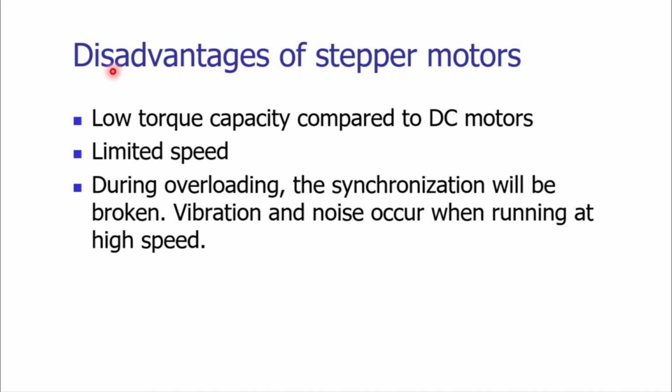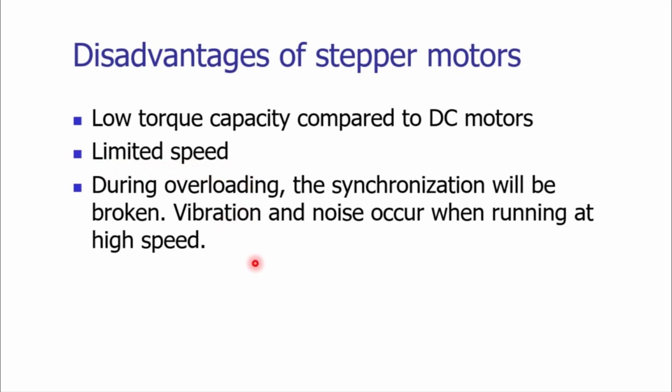There are certain limitations to the stepper motor, and these are: the torque capacity of the stepper motor is less in comparison with the traditional motor, that is a DC motor. We are getting low torques, the power capacity is less, and they provide limited speed.